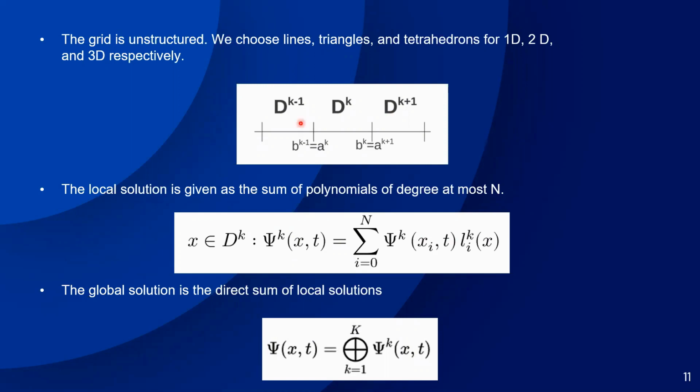What this means is, suppose the local solution in this grid is given as x squared, and the local solution in this grid is given as x. What we basically do is add them up separately, such that the global solution will be x squared and x in these regions, and zero elsewhere.